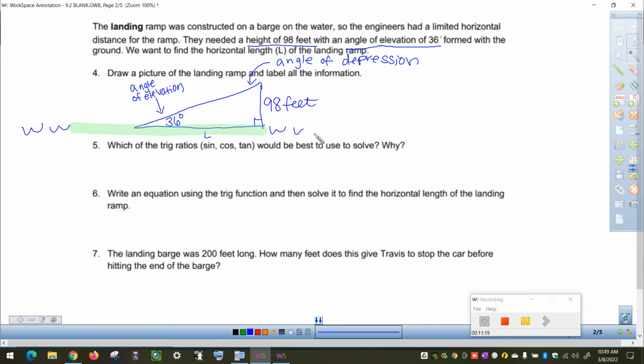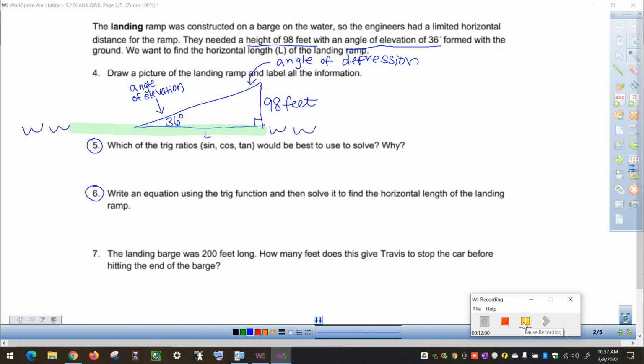Okay, so we've got water here. We're going to have a little bit of distance on that barge for him to stop. What we're going to be investigating is, first of all, what is the length of this piece? And then we're told the length of the whole barge, so we can figure out how much time he has to stop before going into the water, which would not be good. All right, so here's our situation. We've got our picture. I want you to go ahead and answer questions 5 and 6. You're going to decide again what trig ratio would be appropriate for this scenario, and then write the equation and solve it to find the horizontal length of the landing ramp.